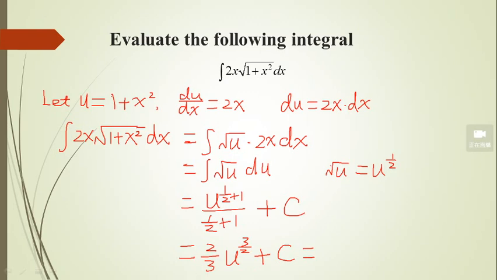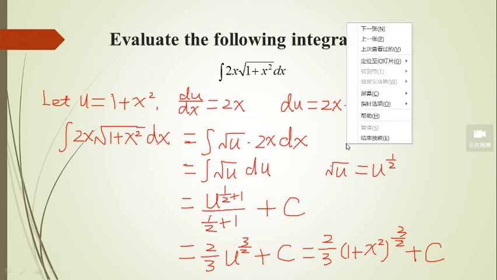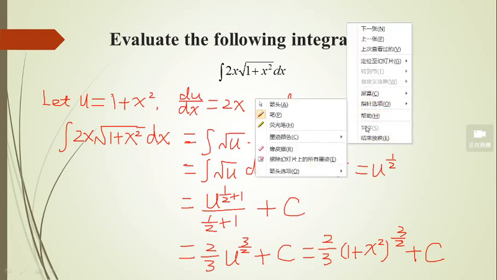Now this is the antiderivative in terms of u. But the question asks us to evaluate the integral in terms of x, and we know u is a function of x, so we can go back to x. u is 1 plus x squared, to the power 3 over 2, plus the constant c. Indefinite integral means the general antiderivative, so we should add the constant c.